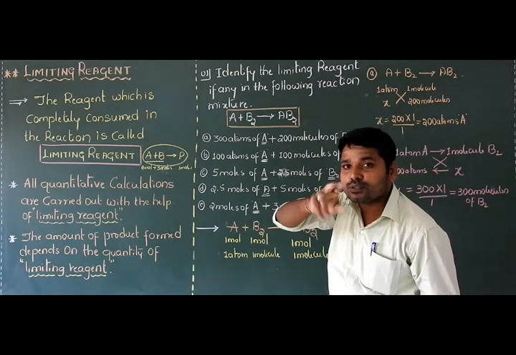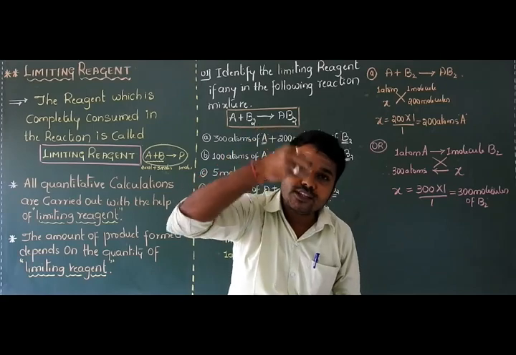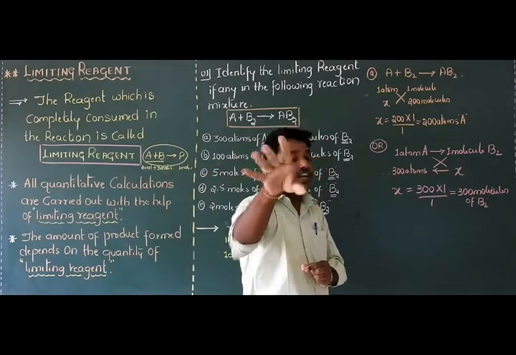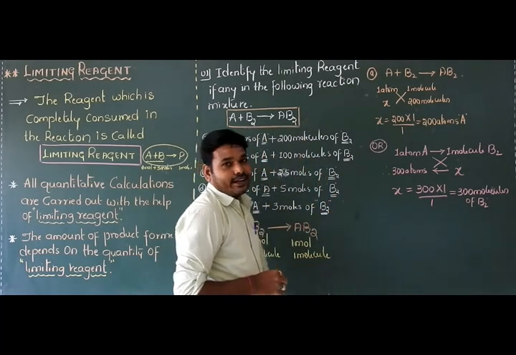Only 200 molecules are available. Therefore all these 200 molecules are completely consumed in the chemical reaction. So therefore it is called a limiting reagent. So either you can solve the first one or you can solve this second one.